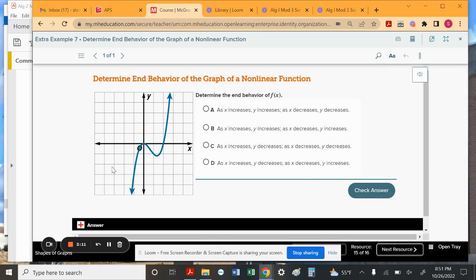Sorry about that. So notice here on the beginning behavior, as x decreases, y decreases. So it's either this one or it is this one. So it's either A or C. And then as x increases, y increases. So either A or C. So as x increases, y increases. So it has to be A.